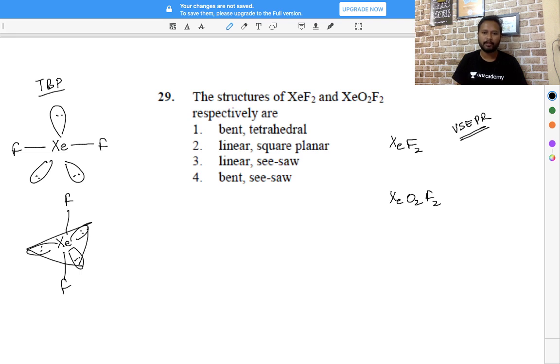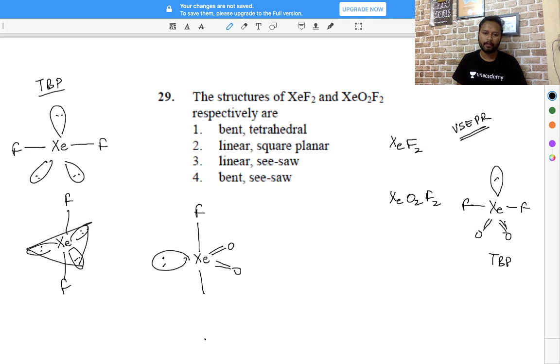So this one is linear, and the second one is seesaw. How will we do that? If you just draw a rough structure, xenon with two fluorines and two oxygens, and one lone pair will be left. Again, the geometry is trigonal bipyramidal, and the shape is seesaw. How will it be done? So on xenon, you will have oxygen over here, and you will have a lone pair, then you have fluorine and fluorine over here.